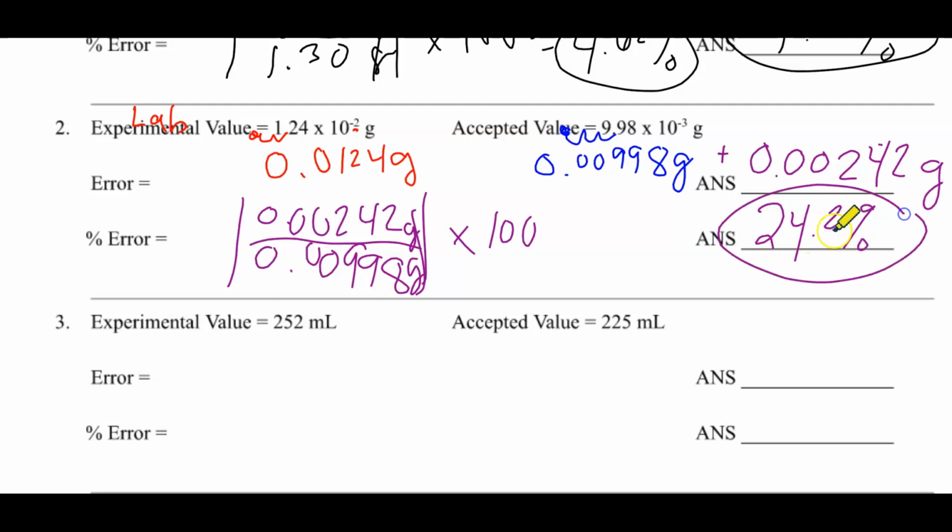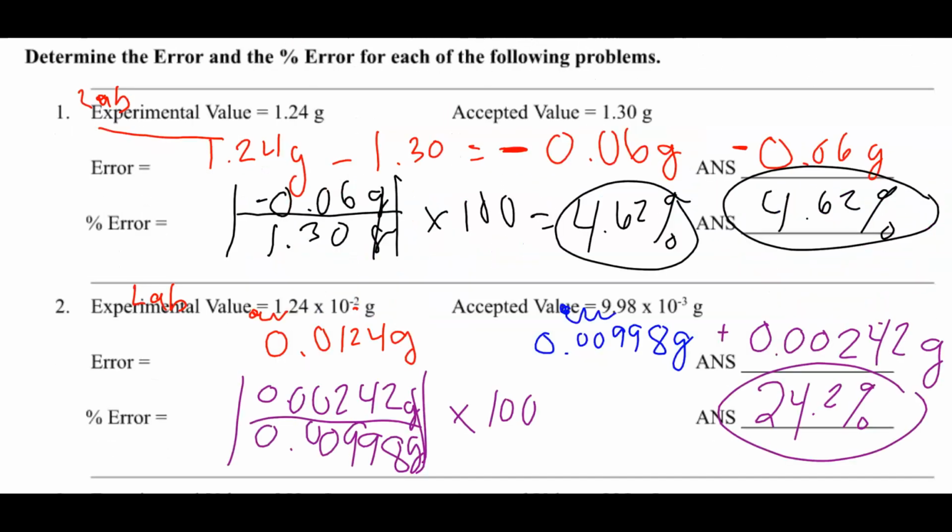24.2%. So on this problem, the percent error is a lot bigger than the last one, even though the actual difference is very, very small, because we were so far off from the accepted value.